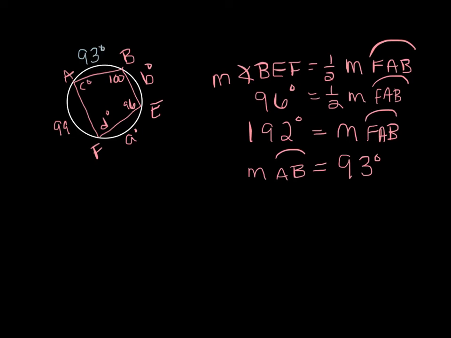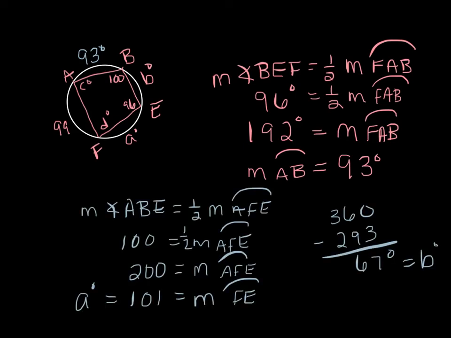So now we can go about figuring things out in similar manners for angle ABE with arc EF, and then we can subtract from 360, because remember, the entire circle is 360 degrees, to find arc BE. So here we've gone about finding the remaining arcs. Now we can proceed to find our remaining angles.